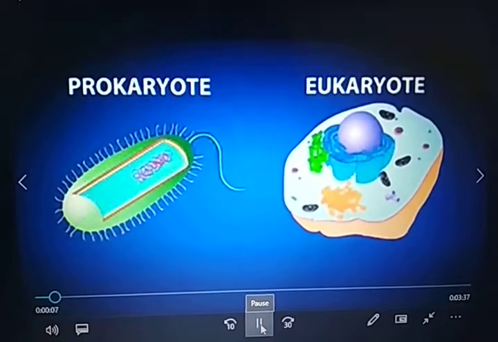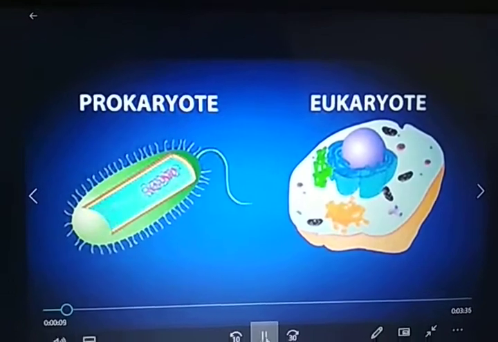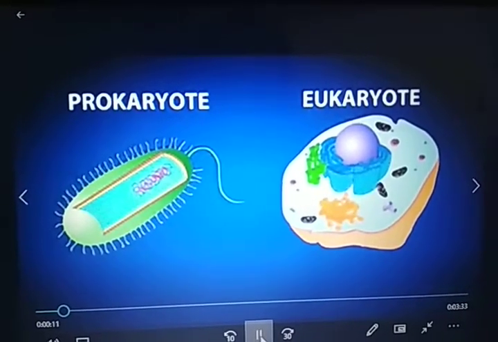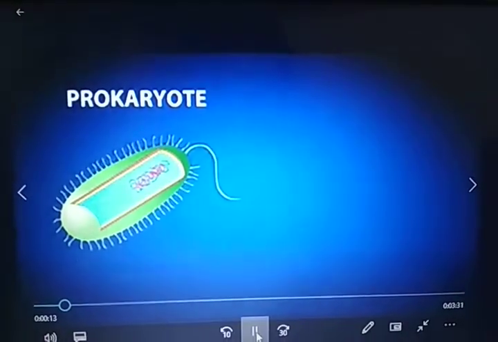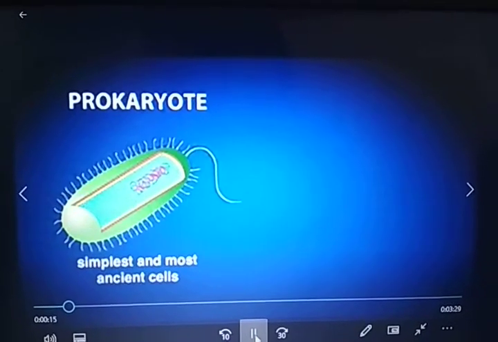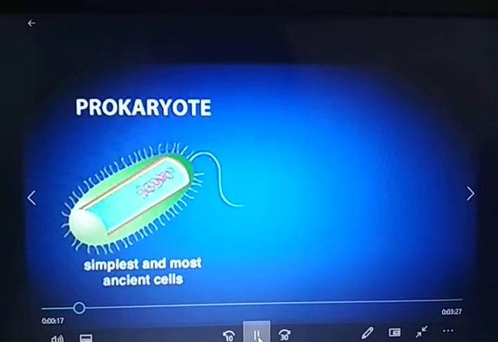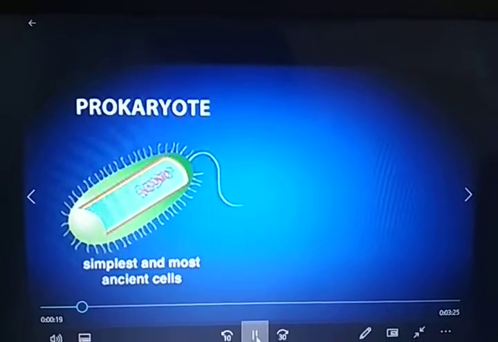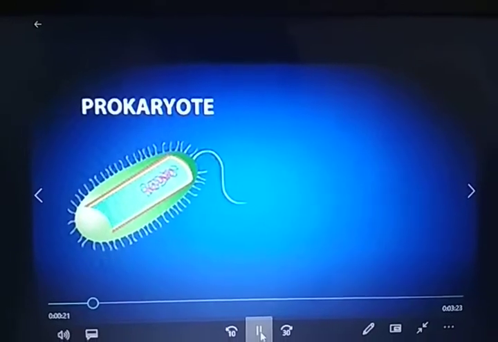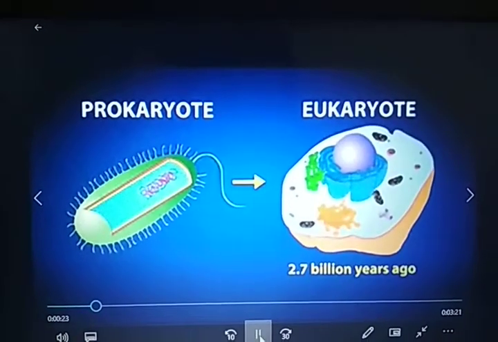On Earth, there are two major types of cells, prokaryotic and eukaryotic. Prokaryotic cells are the simplest and most ancient types of cells. They were the only form of life on Earth for billions of years before eventually giving rise to eukaryotic cells.